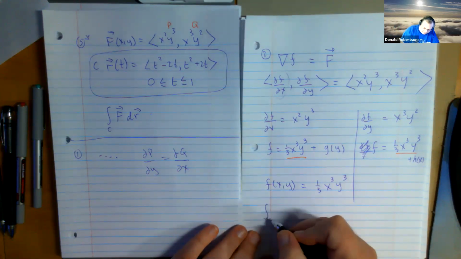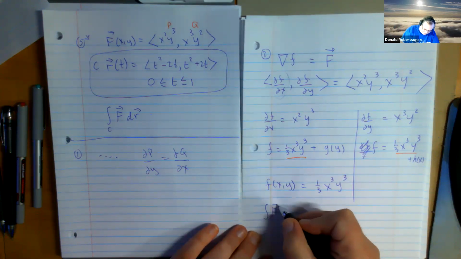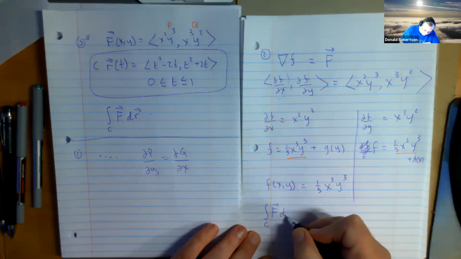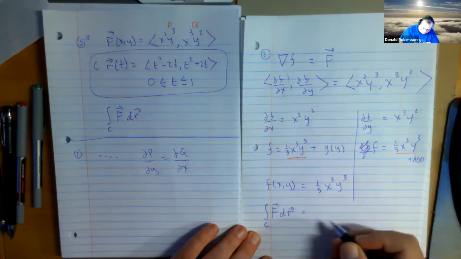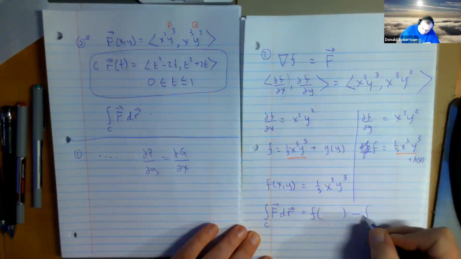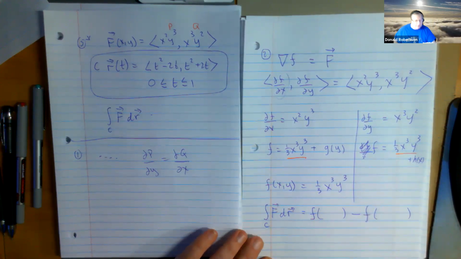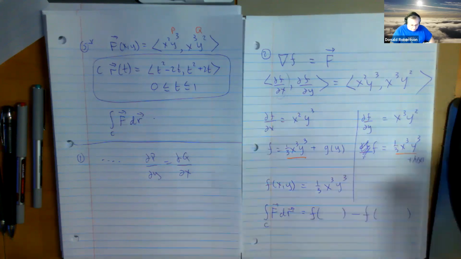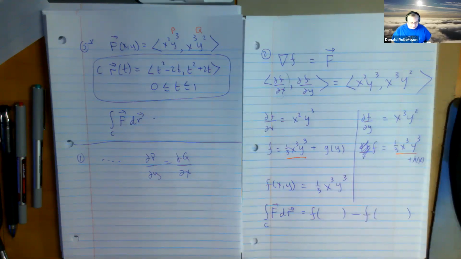Now, according to the fundamental theorem of line integrals, this line integral is the value of the function at the end, take away the value of the function at the start. So you might think, how am I going to get those? In the previous question, you were told, right? It started at 1,3 and it finished at 5,2.